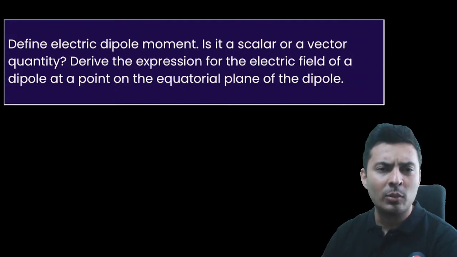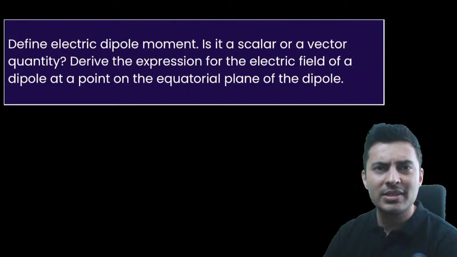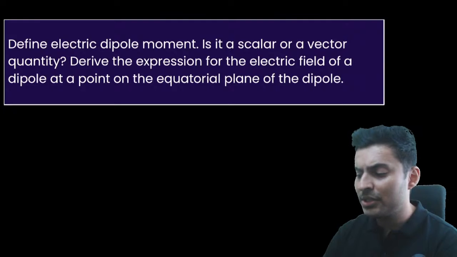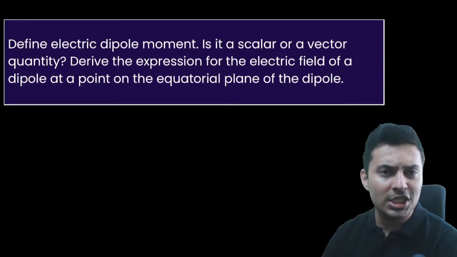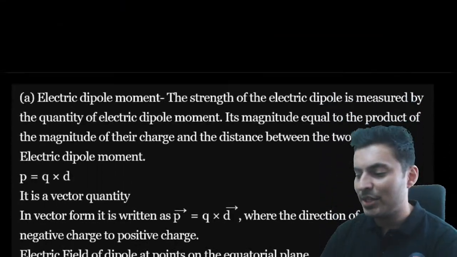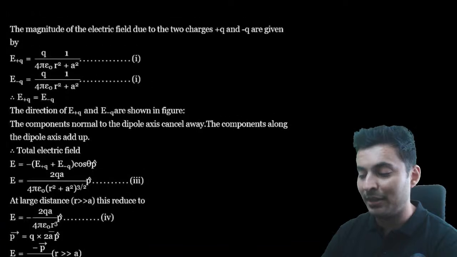Define electrical dipole moment. Is it scalar or vector? A dipole is two equal and opposite charges separated by a small distance. And the dipole moment is a vector quantity which goes from the negative charge to the positive charge. It is defined as the charge into the separation, right? So derive an expression for it. That derivation I have already done. So these kind of questions can come, my dear warriors.